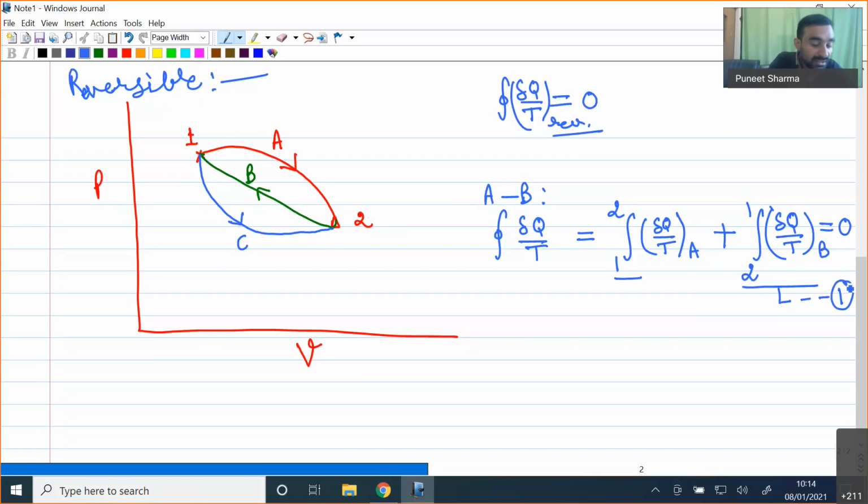Now let me take another equation, and for that, considering once again the Clausius inequality, I will now take paths C and B, which are actually completing our cycle.